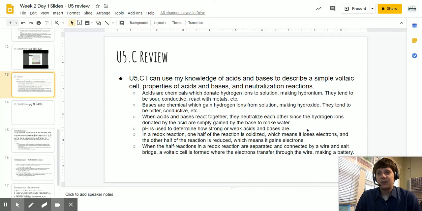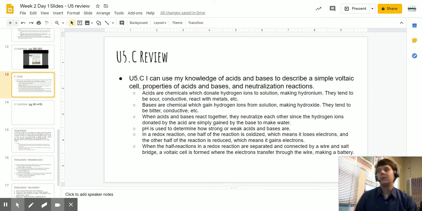So you need to know a lot of really kind of basic memorization things about acids and bases. Some of the most basic ones are: acids are chemicals which donate or give away hydrogen ions, that's H+, which means they make hydronium with water, which is H3O+. Basically, you added an H+ to an H2O, which is water. Acids tend to be sour, conductive. They tend to react with metal, and there are some other properties as well, which you'll find in the book.